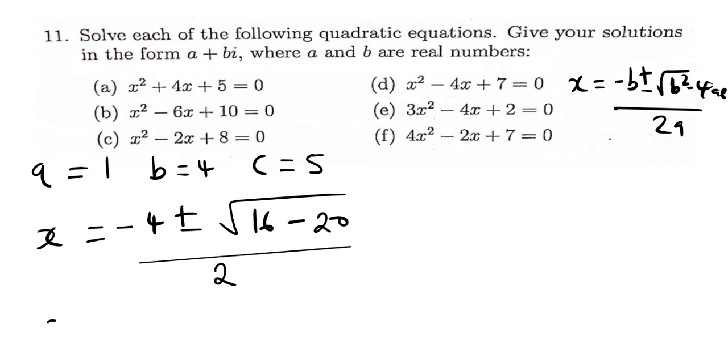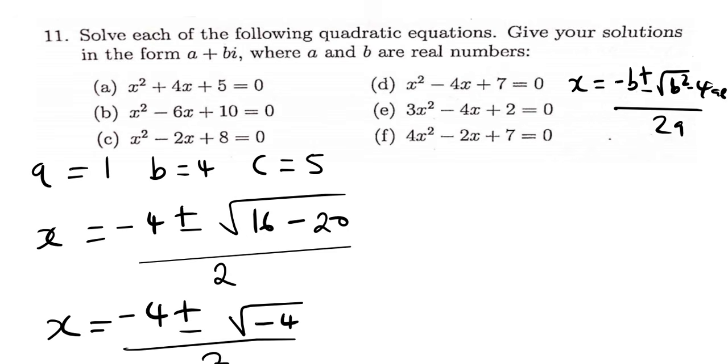Then I solve. X will be equal to negative 4 positive or minus, I find the square root of 16 minus 20, that is a negative 4. Okay, everything over 2. Then I'm supposed to now simplify this.